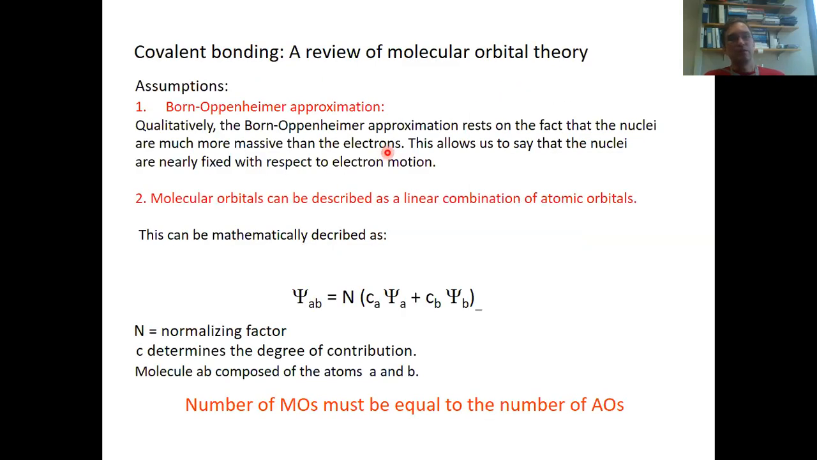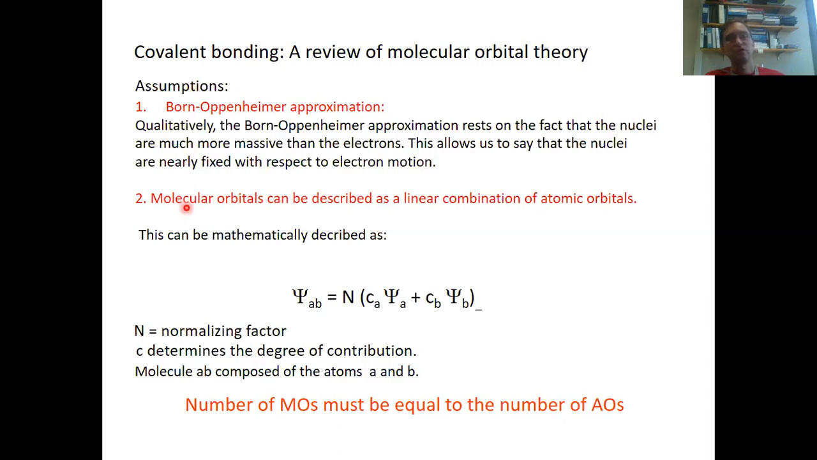So let us first look at the basic assumptions molecular orbital theory makes. It makes actually two basic assumptions. The first one is the Born-Oppenheimer approximation, which simply says that the nuclei rest relative to the motion of the electrons just because they're much more massive than the electrons. Okay, so we consider the nuclei resting relative to electron motion.